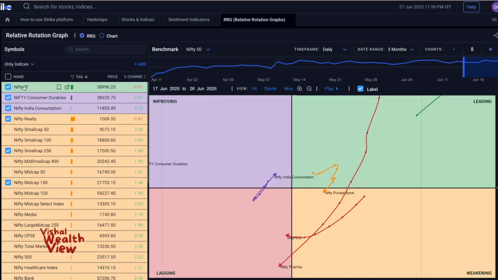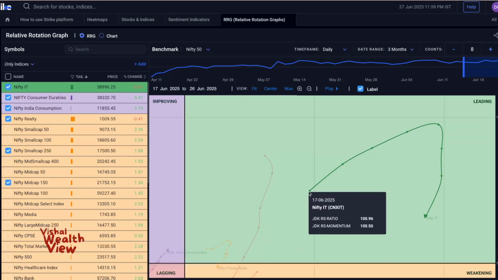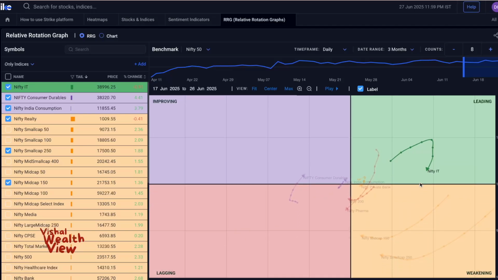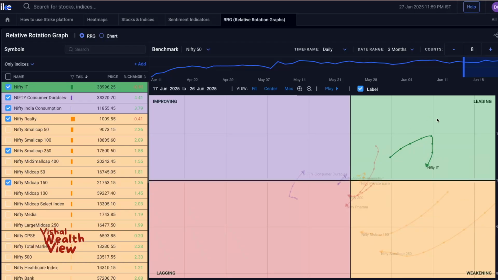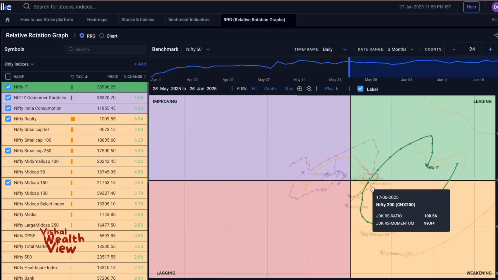So let's first start with Nifty IT. What has Nifty IT been doing? Nifty IT has been in the leading quadrant, and is still in the leading quadrant. From here, it can move either to the weakening quadrant or remain in the leading quadrant. But the question is, how long can it remain in the leading quadrant? So let's take a look at a longer time horizon. As you can see, Nifty IT was in the leading quadrant, it entered the weakening quadrant, and in the last 24 days it bounced back to the leading quadrant.